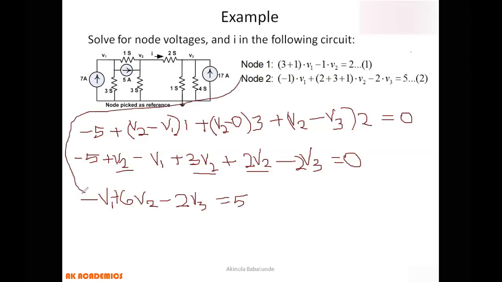Can you see that? Because this is minus V1. Minus 1 times V1 will give you minus V1. This is 2 plus 3 plus 1 is 6V2. You can see we have 6V2 here, minus 2V3 here, equal to 5. You can see this is equal to 5 here. So this is also the same thing.